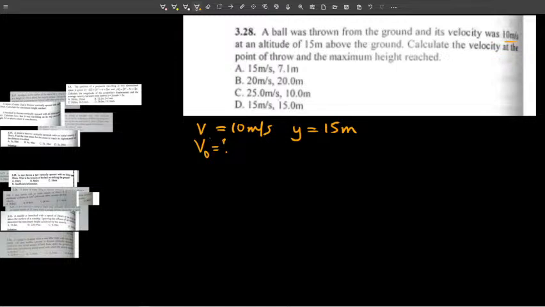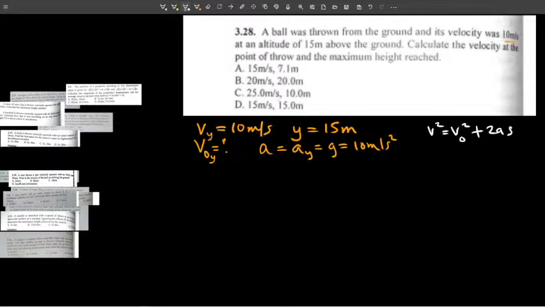Let's find out before we find the maximum height. When a body is thrown, I told you that a is equal to a_y, which is equal to g, and g is equal to 10 meters per second squared. How is this body moving? It's moving on the y-axis. So I write y here, I also write y here. Our formula has v naught and distance. So that's v squared equals v naught squared plus 2as.